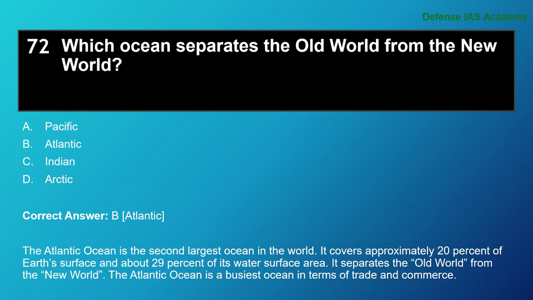Which ocean separates the old world from the new world? The answer is option B, Atlantic. The Atlantic Ocean is the second largest ocean in the world. It covers approximately 20% of Earth's surface, and 29% of its water surface area. It separates the old world from the new world. The Atlantic Ocean is the busiest ocean in terms of trade and commerce. So it is very important in terms of trade and commerce.